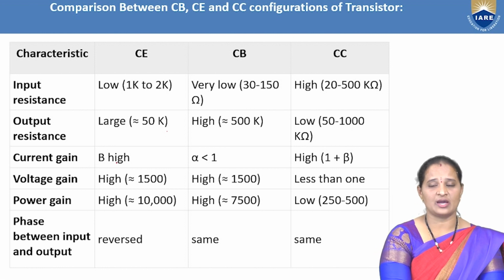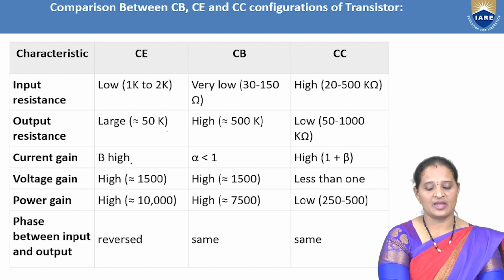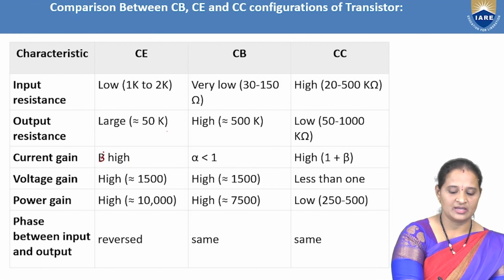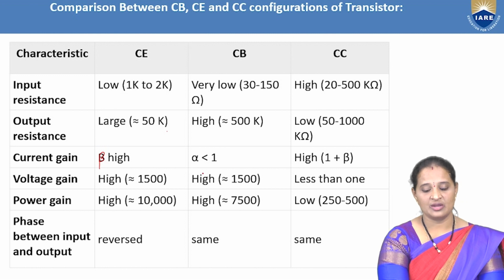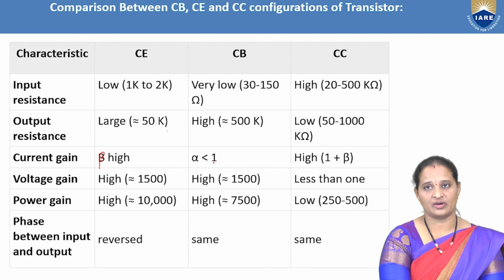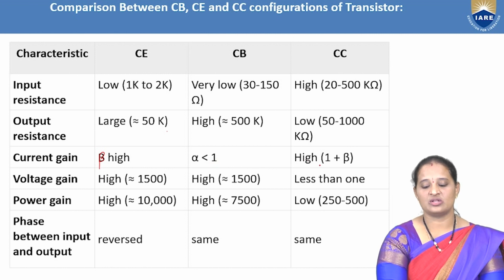And now coming to the current gain. Current gain is high for common emitter configuration, that is beta. For common base configuration, alpha is the current amplification factor or gain, which is less than 1. And it is also high for common collector, that is given by 1 plus beta.